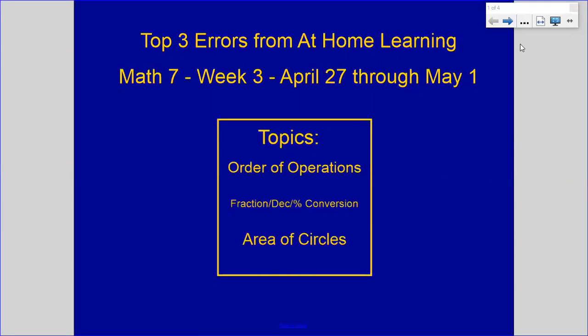Three of the areas I wanted to look at: one was an order of operations problem, and then there's a fraction, decimal, and percent conversion problem, and a pretty small error on the area of circles that I think will be easy for you to see the mistake you made once we go over it.